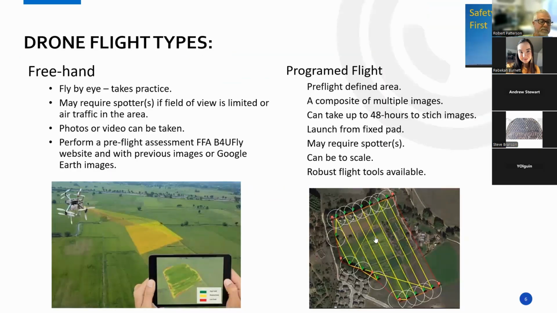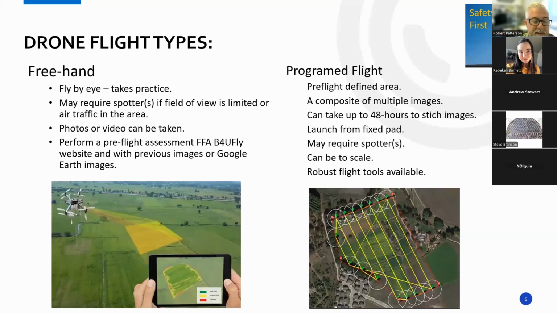Now, when we talk about flying the actual drones, there's really two ways that we can use drones to gather images for us. The first is freehand, and you're basically going to fly by eye, and it may require spotters. You can take video or photographs, and basically you'll perform a pre-flight assessment on the FAA's B4UFLY website. You can use Google Earth images to assess the area that you're going.